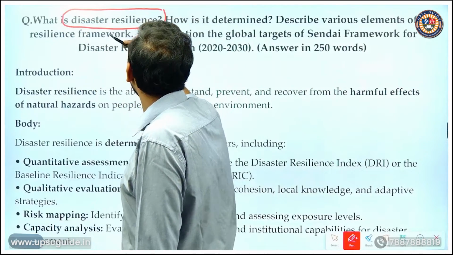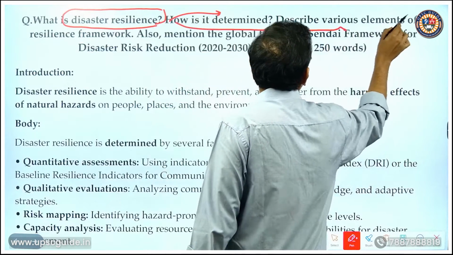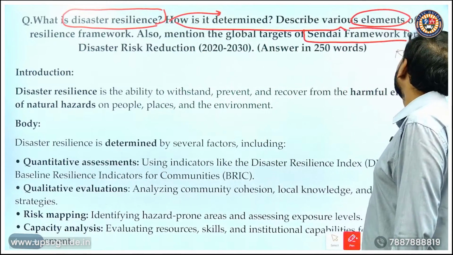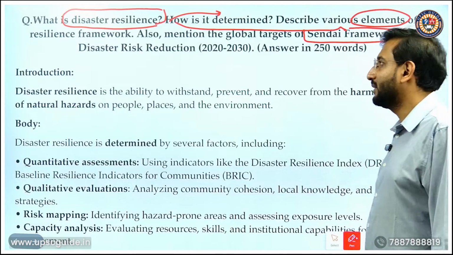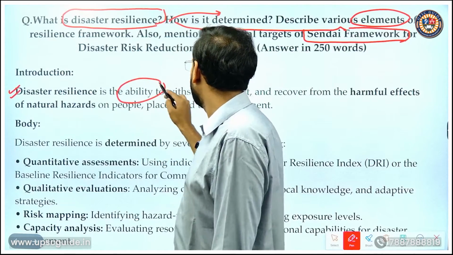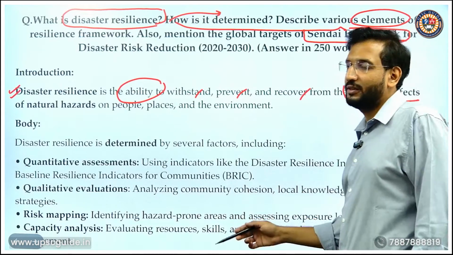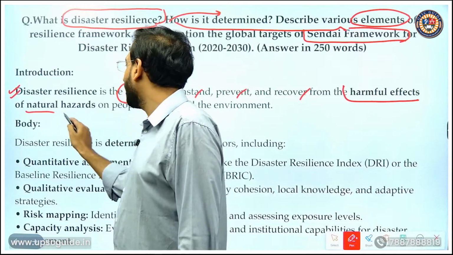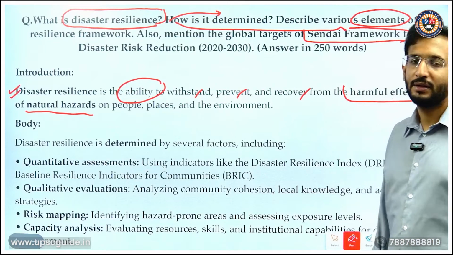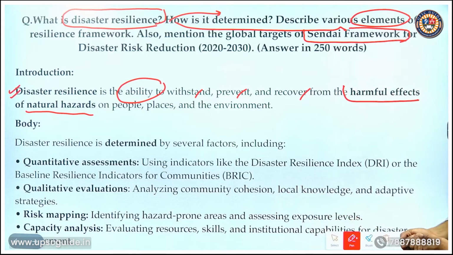That is your first focus point, how it is determined. Second, what are the various elements involved in the resilience framework, and one more thing is your Sendai Framework. Okay, so starting with the definition of disaster resilience, what is it? It is the ability to withstand, prevent, and recover from the harmful effects of natural hazards. It is talking about the capacity or the ability to withstand, prevent, and recover from the harmful effects of natural hazards on people, places, and the environment.